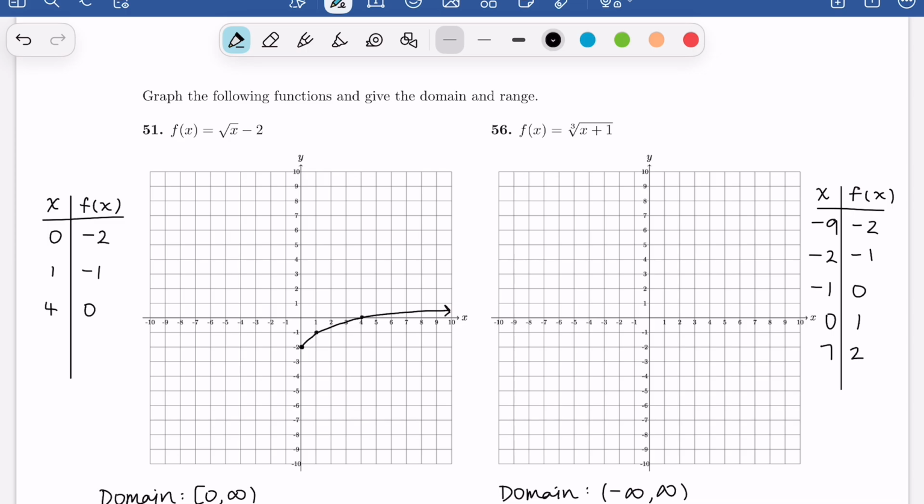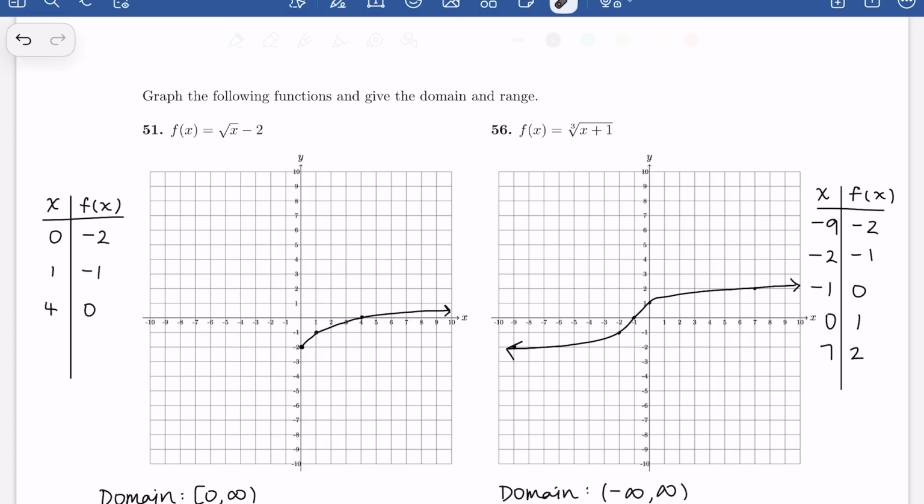So now we'll go ahead and plot these points. If I plug in -9, I'm going to get a -2. -2 gives me a -1. -1 is 0 here. 0 is 1. And 7 is 2. So our function is going to look something like this, and this is the exact shape of a third root function here. It is just shifted 1 unit to the left. Normally a third root function would be centered at the origin here. And similarly for a square root function, this guy is shifted 2 units down. Usually it would be at this origin and go this direction. So these are our two functions here.